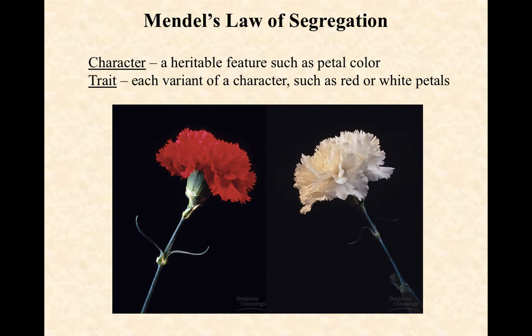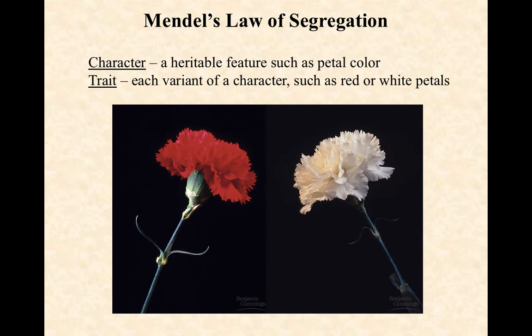A couple of terms we've used earlier when we were talking about meiosis specifically is the idea of a character and a trait. A character in genetics refers to some feature, like petal color, that can be inherited from one generation to the next. Trait defines which variant of the character. So red petals would be a trait. White petals would be a trait. So we're going to be tracking characters and traits as we move through these different essentially mating experiments.